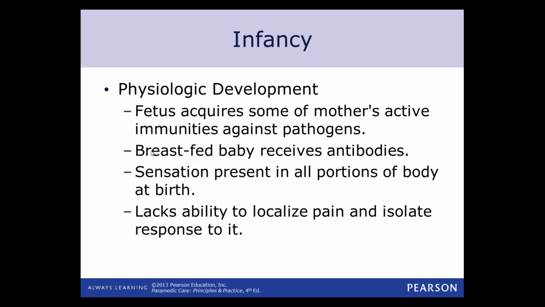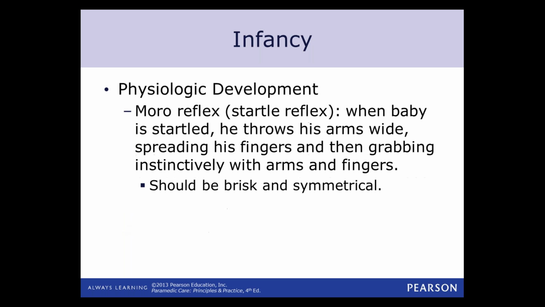Most of their immunities are acquired initially through the umbilical cord. We're going to talk about breastfed babies versus those on formula, and they say you're passing a lot more immunities that way. So these are just some other aspects of the development of the infant into growing into a child. The other thing that we're going to see is the Moro reflex, or the startle reflex.